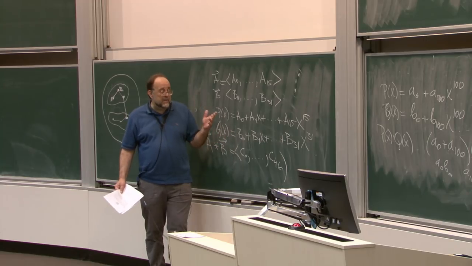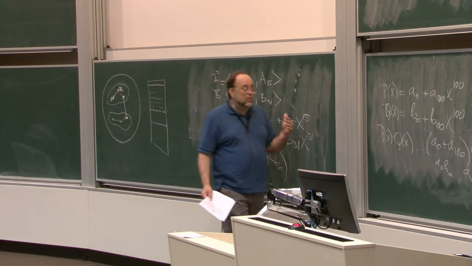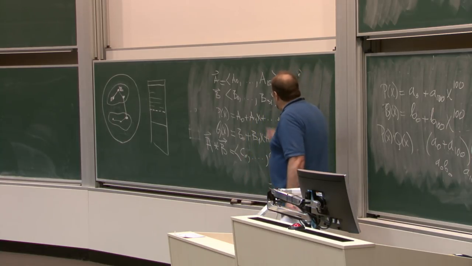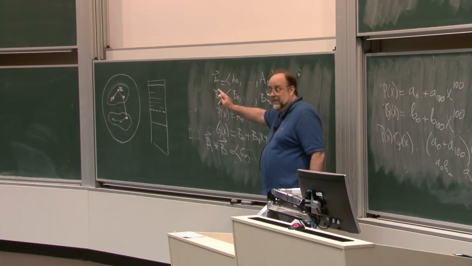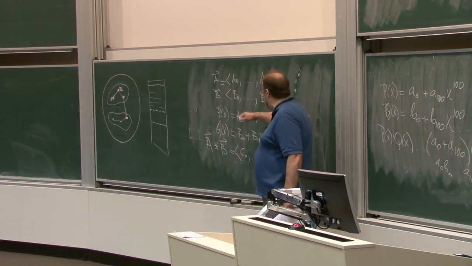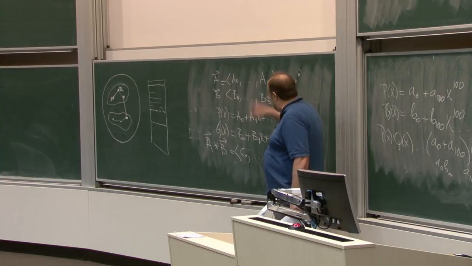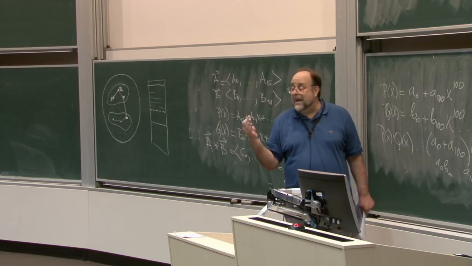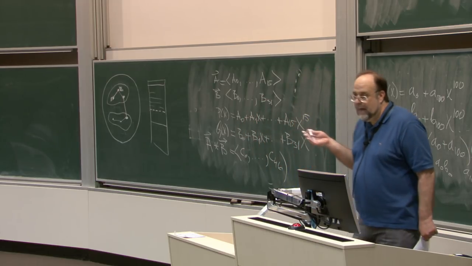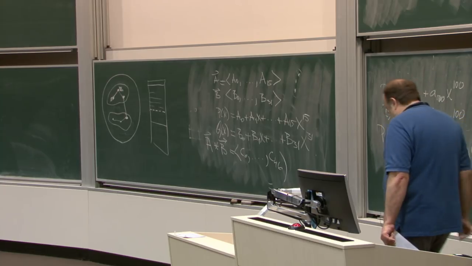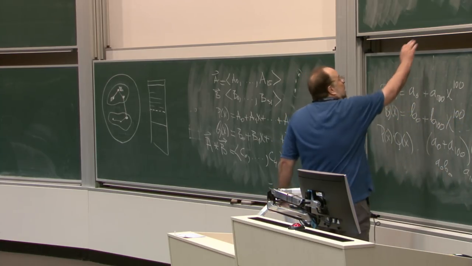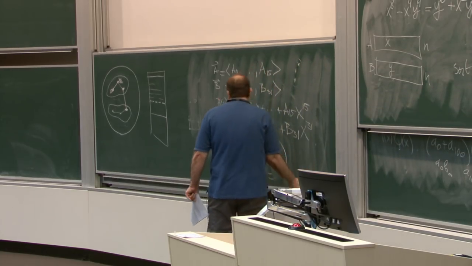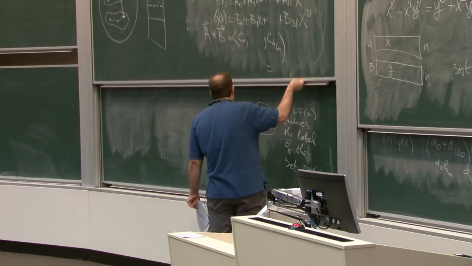Okay, and what's the main feature of convolution? How do we evaluate convolution? We find the discrete Fourier transform of the first sequence, discrete Fourier transform of the second sequence. We multiply them pointwise, and then we invert. And this is doable in time, what time? N log n.